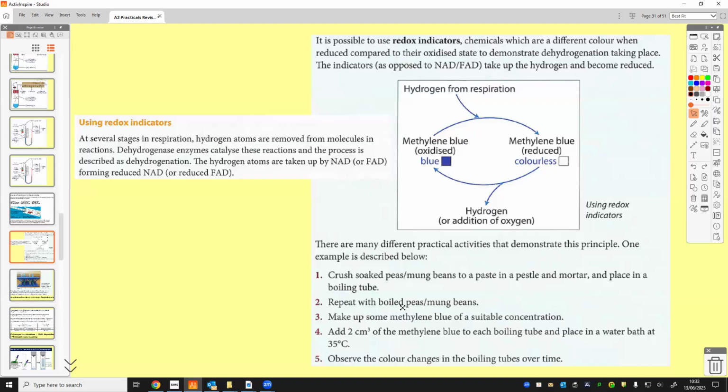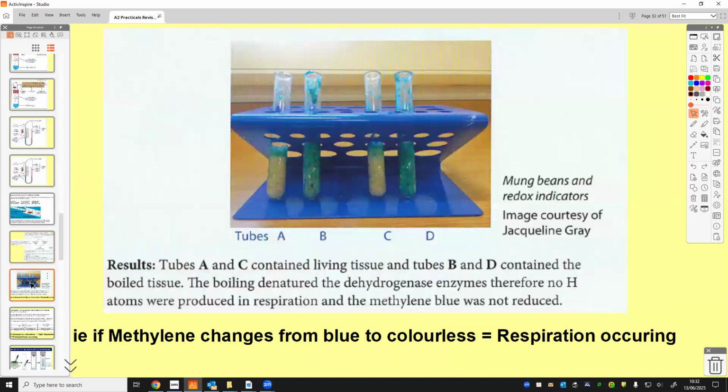If you use boiled ones, then respiration won't occur, so it should stay blue. And you add your methylene blue, allow them to respire. If it changes colorless, as you can see in tube A and tube C here, that means that respiration has occurred. Tube B and tube D are the boiled ones. So no respiration has occurred there, so the methylene blue hasn't been reduced, so it stays that blue color. So if methylene blue changes from blue to colorless, it means that you've got respiration occurring.